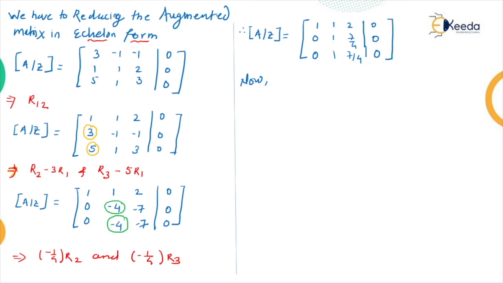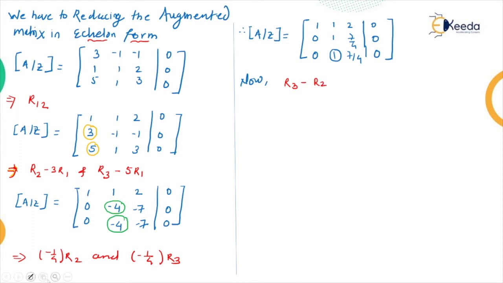Now we have to make this leading element a 0, because every element below a leading element should be 0. Now observe the second row: the A22 position element is 1, and the element below it we make 0. For that we perform only one row transformation: R3 minus R2.